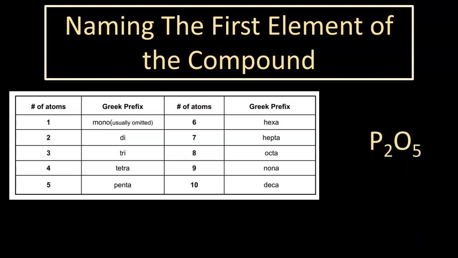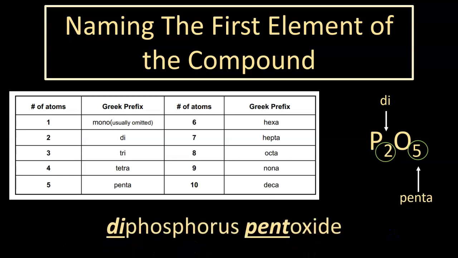So we have P2O5, and I'm looking at my 2 next to my P, and I know that's going to lead me to di, and I saw that on my number of atoms, my Greek prefix, okay? This is my number of atoms. So what do we have on oxygen? We have 5. If we look at our chart right here, 5 is penta. So 5 is going to be penta, and if we're going to name it, we're going to call it diphosphorus pentoxide. Diphosphorus pentoxide.